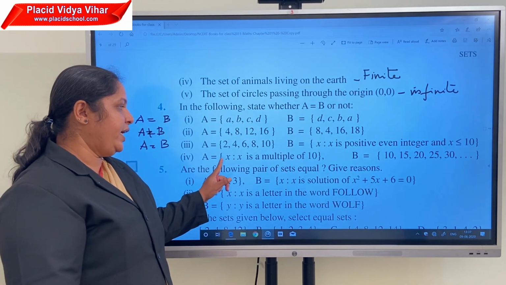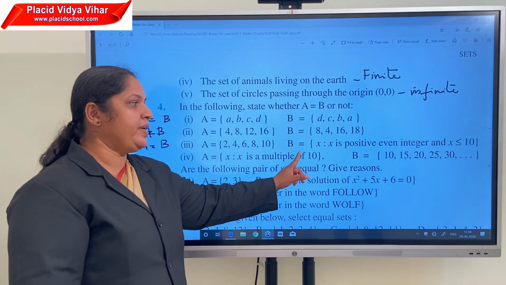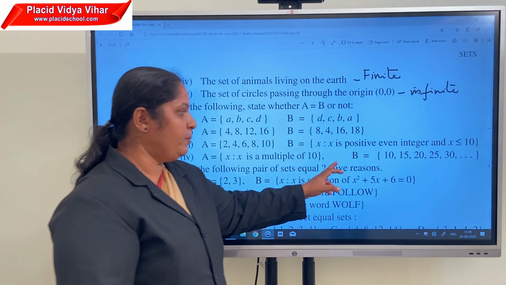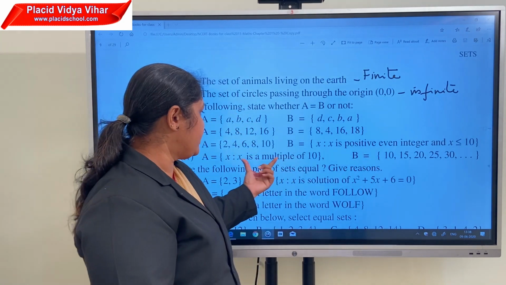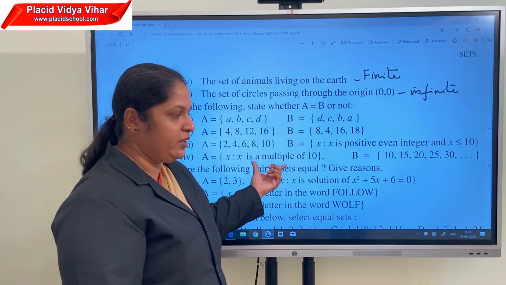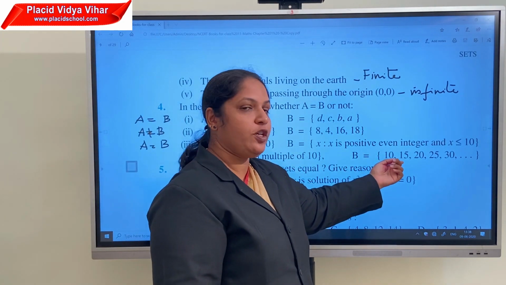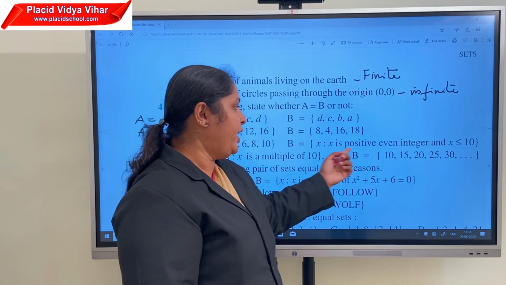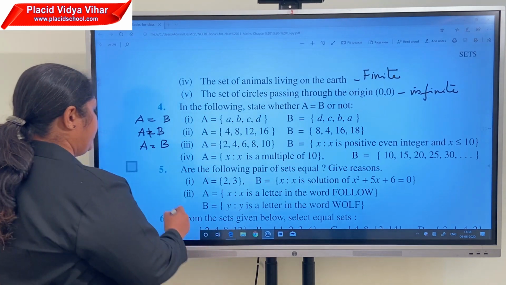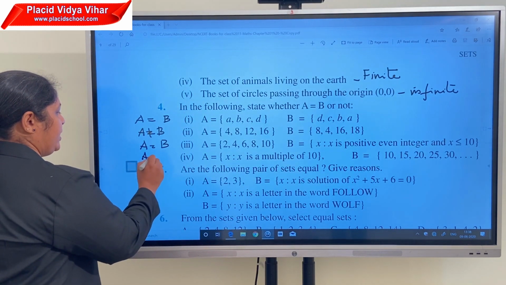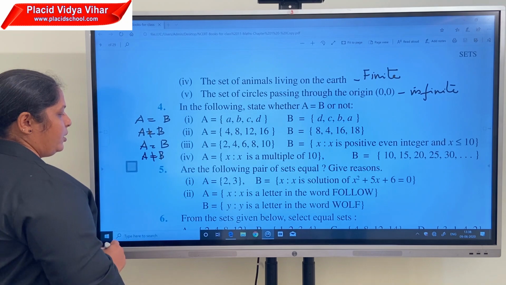Number 4, set A is x such that x is a multiple of 10. Here B is equal to 10, 15, 20, 25. Here it is clearly given x is a multiple of 10, but in B multiples of 5 are also included. Hence we cannot say that both the sets are equal. Hence A is not equal to B.